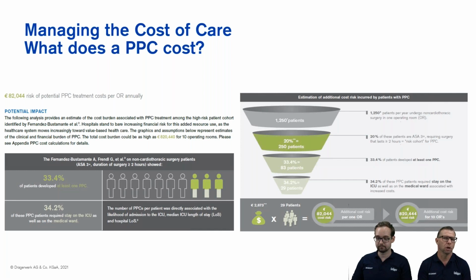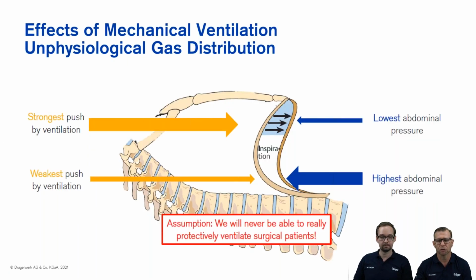So if the hospital that you're in has 10 operating rooms, that's potentially roughly 880,000 euro a year. So that's certainly something that's going to help impact the cost, or help reduce the cost impact, on the healthcare system, which is significantly under threat.